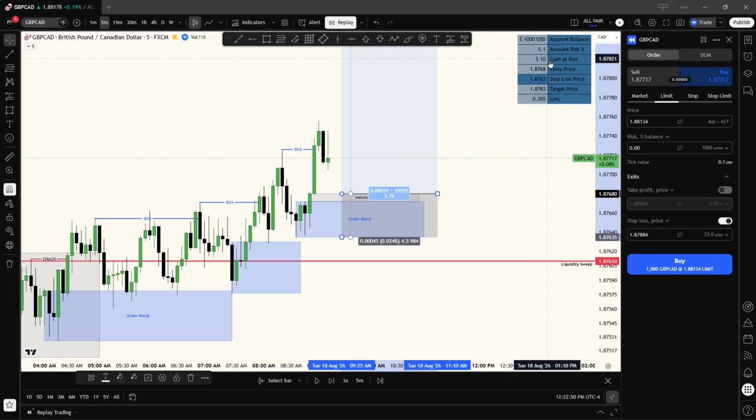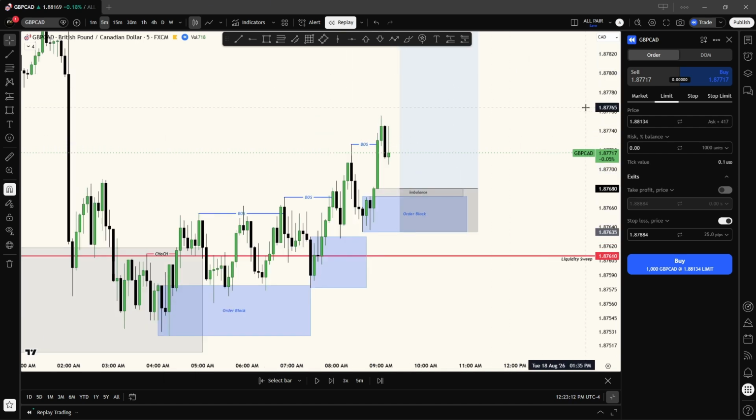Let's say I have $1,000 in my account. I only want to risk $10 on this trade, which is 1% of my money. This tool does all the hard work for me. It measures the distance and tells me exactly what lot size to type in, so I don't lose more than $10.